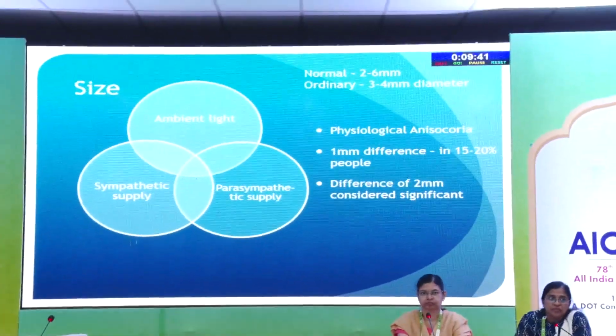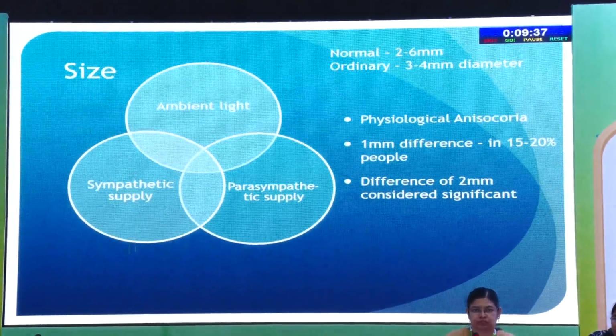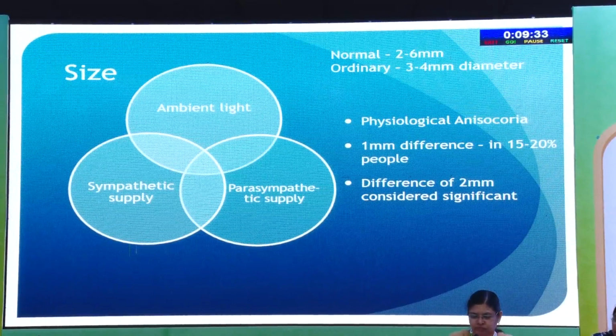Thank you very much. So my next talk is decoding the pupil. As you know, the size of the pupil is dependent on a balance between the ambient light, the sympathetic and the parasympathetic supply. The usual range is 3 to 4 millimeters, and you can have a physiological anisocoria, which apparently is there in about 15 to 20% of people. But a difference of more than 2 millimeters is considered significant.